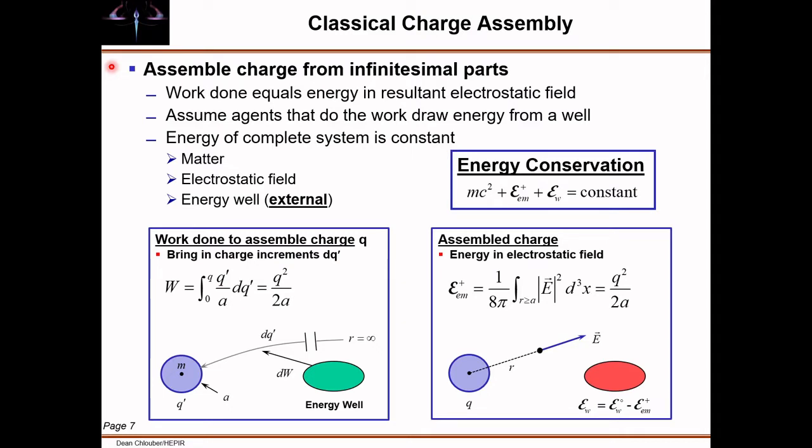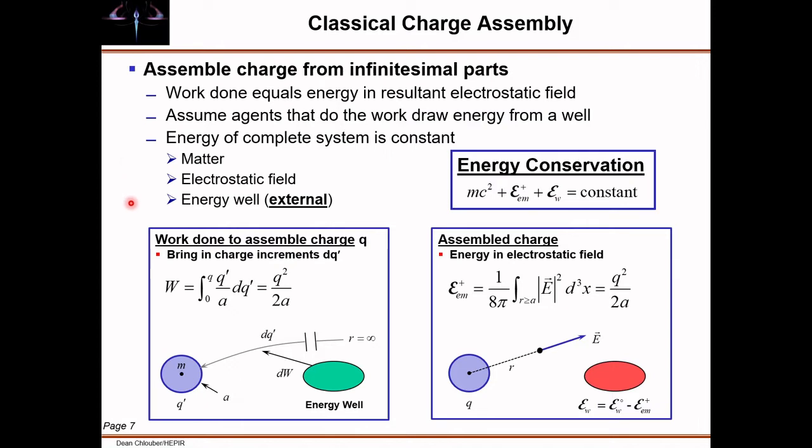We'll go back to undergraduate E&M, and we'll assemble a classical charge from infinitesimal parts. Now the work done equals the energy in the resultant electrostatic field. And we'll assume that the agents that do the work draw energy from a well. After all, it's got to come from somewhere.